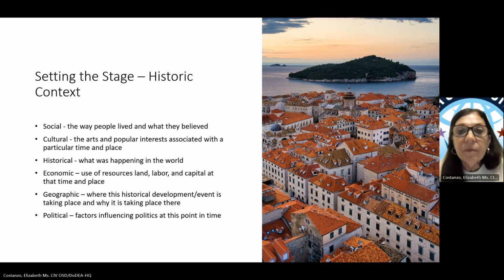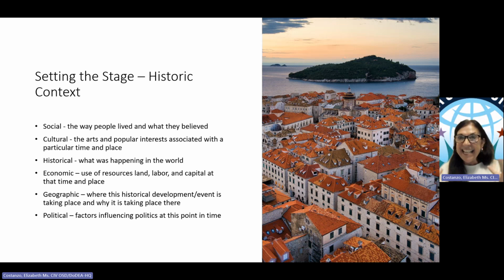To do a good job of setting the stage, and I like to think of historical context as setting that stage for an event in history, a student of history considers political, social, cultural, historical, economic, geographic, and political pieces as they're looking at this time in history to get this broader view of what's occurring. Without understanding historical context, a person might be tempted to interpret past events based on current conditions. So we don't want to do that.